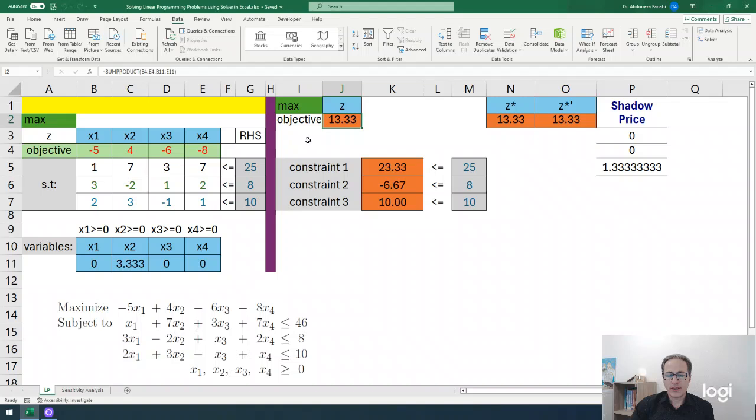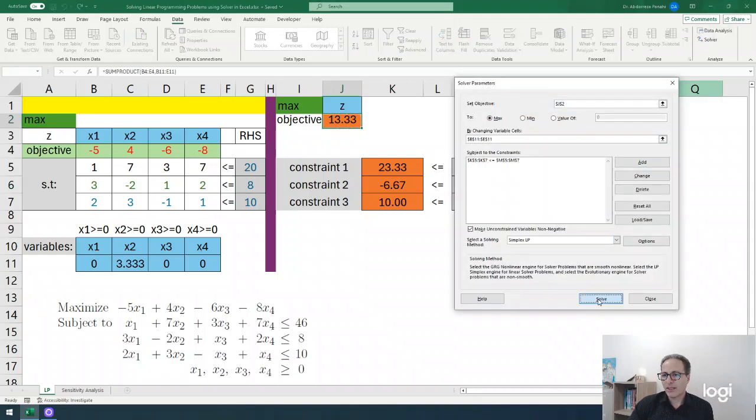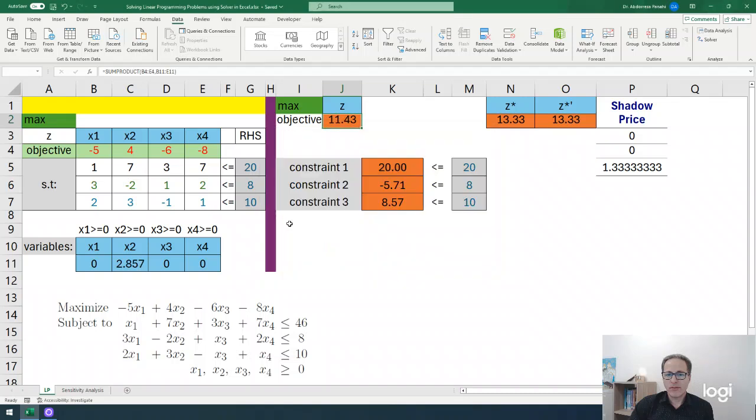No change in the objective. But if we decrease more than that number, let's say, as I said, I decrease by 26 units, then it becomes 20. Now there will be some change in the objective, and we don't know how much change. Without solving the new problem, we cannot predict.